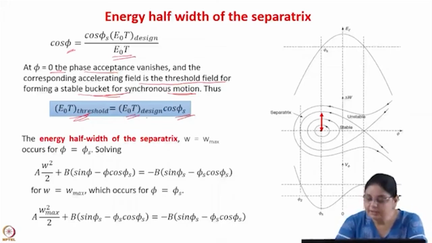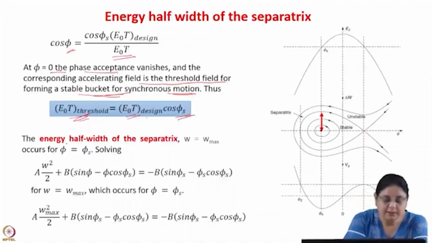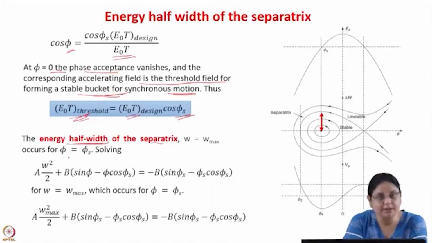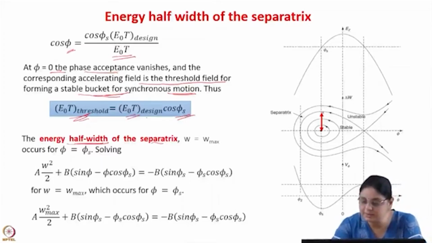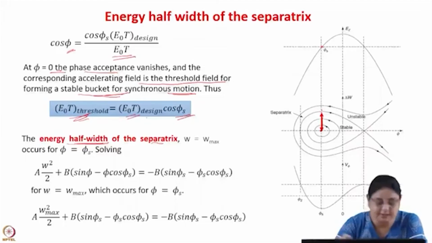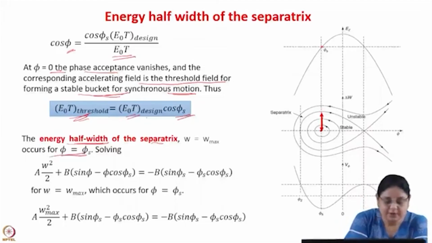Now we have calculated the maximum phase width of the separatrix. We can also calculate the energy width of the separatrix. So in this case, let's calculate the energy half width of the separatrix. This is the energy half width of the separatrix, and this passes through phi equal to phi s. So this occurs for phi equal to phi s.